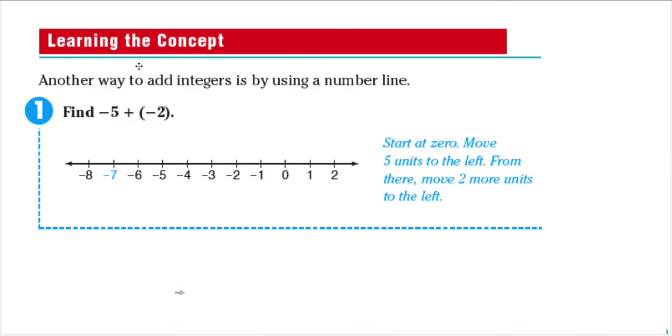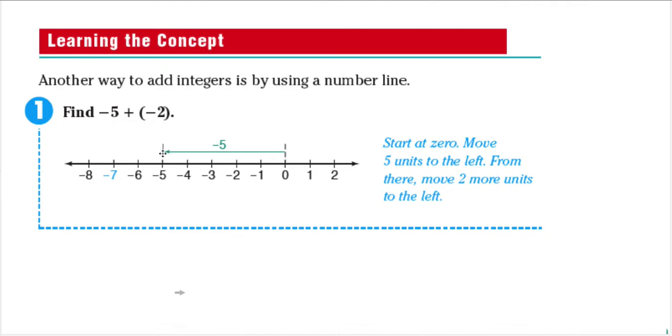Now let's take a look at another method of adding integers. In this case we will use a number line. Let's say we want to find negative 5 plus negative 2. The first thing we need to do is start at 0, move 5 units to the left of 0, because negative 5 means going to the left of 0. So this is what it means, going 5 units to the left of 0. From there, move 2 more units to the left.